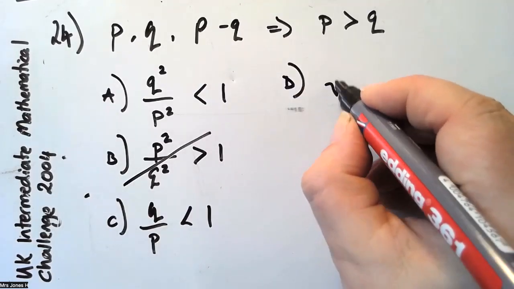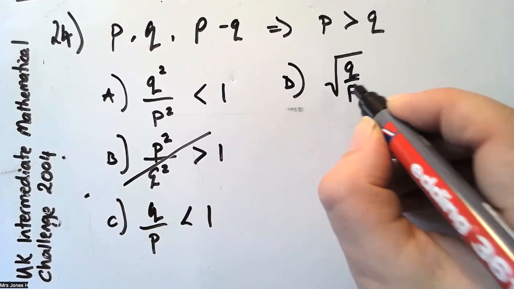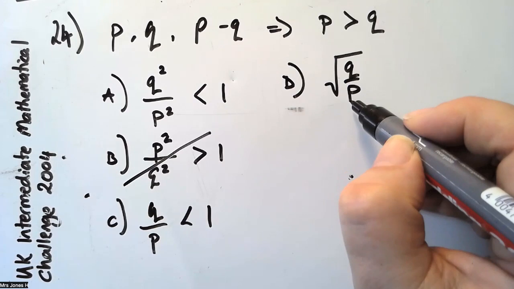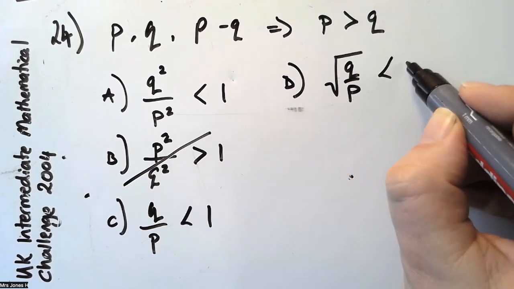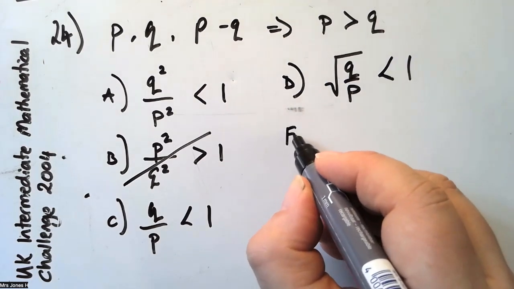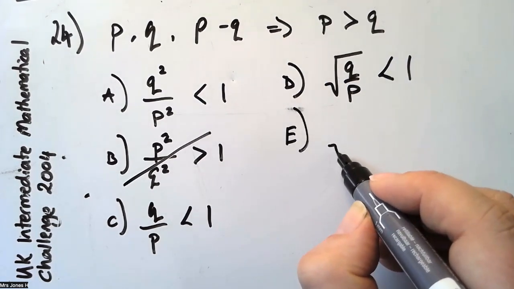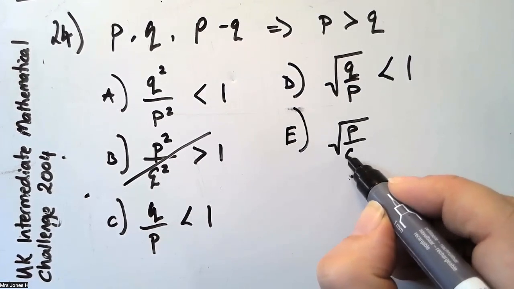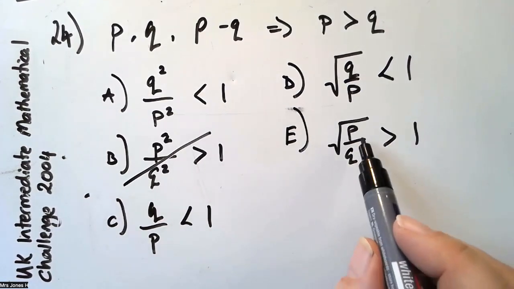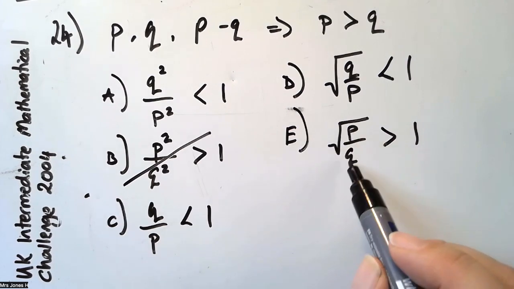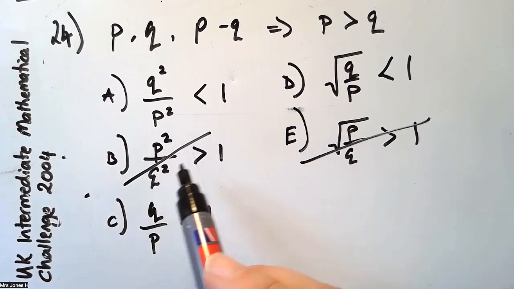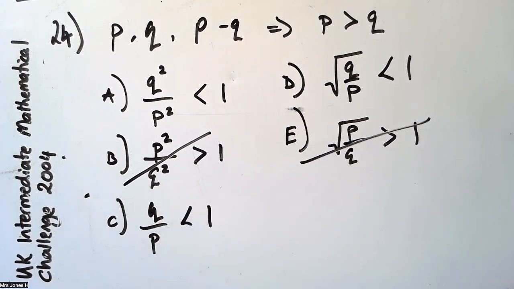D, the square root of Q over P. Q is less than P. This is going to be less than 1, and the square rooting it is still going to be less than 1. And then E, if we've got the square root of the other way around, the reciprocal, then this is going to be greater than 1. Because if the fraction is greater than 1, then the square root of that fraction is still going to be greater than 1. So therefore we know it's not B or E.